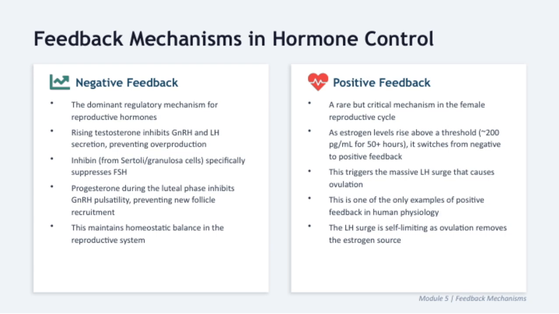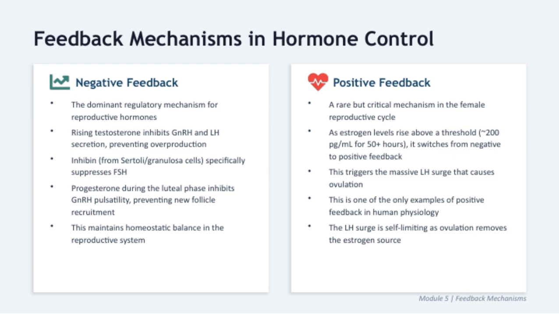This is actually one of the few instances of positive feedback in human physiology, making it quite unique. Once ovulation occurs, the source of estrogen is removed, and the LH surge is self-limiting. This means that as ovulation happens, the mechanism naturally turns off, preventing excessive hormone levels.